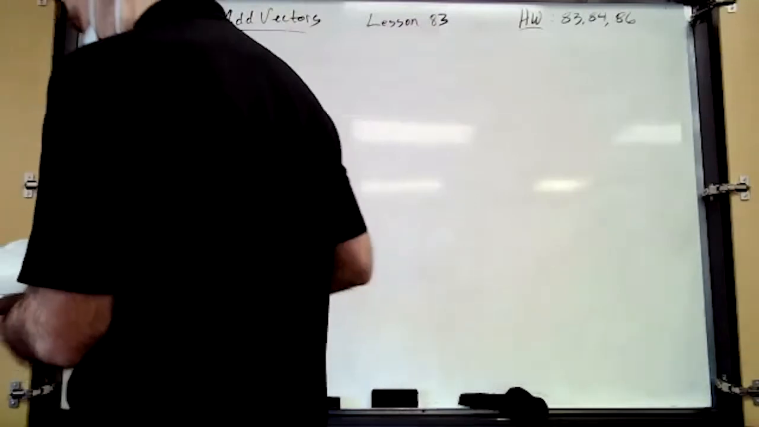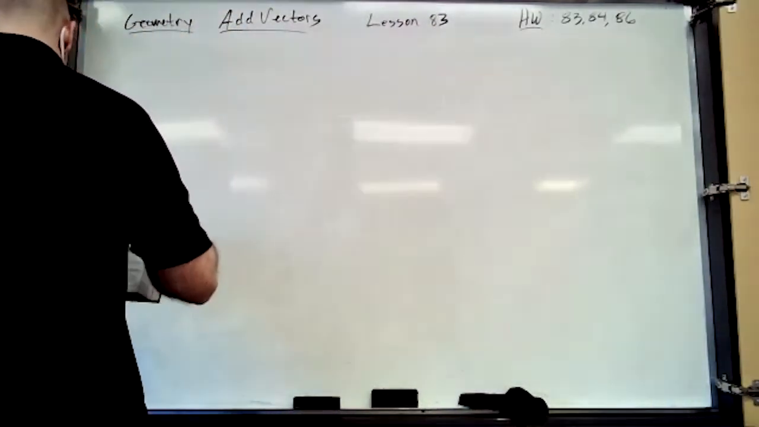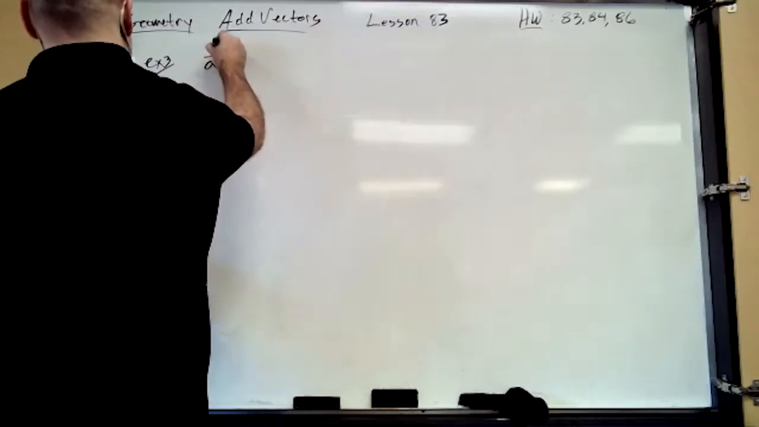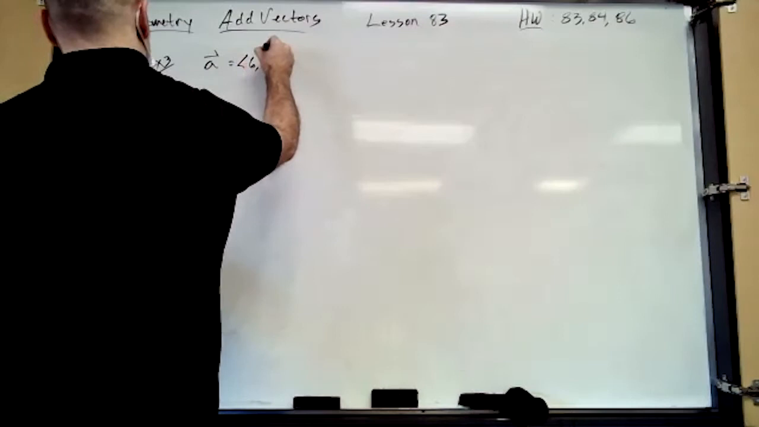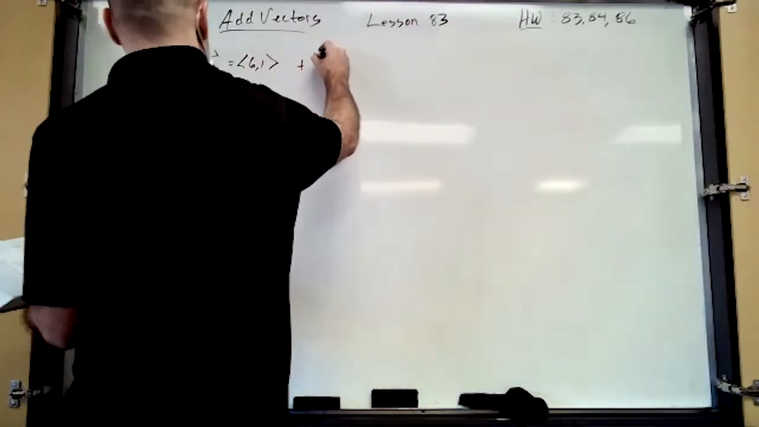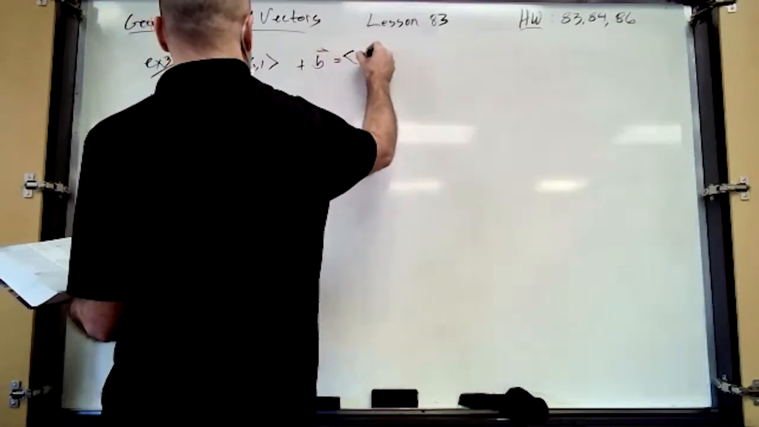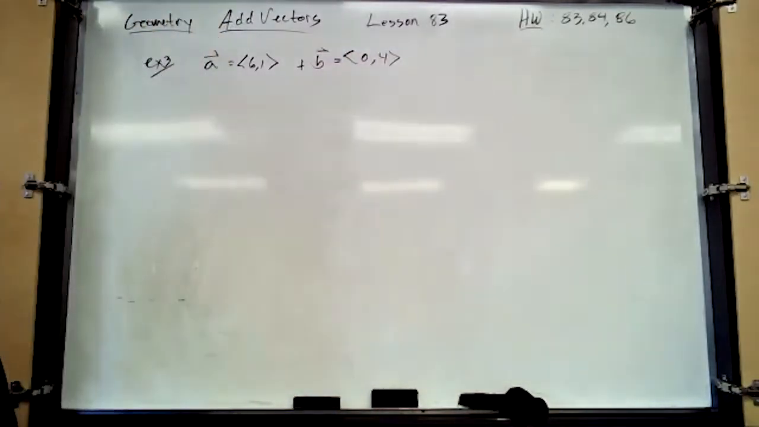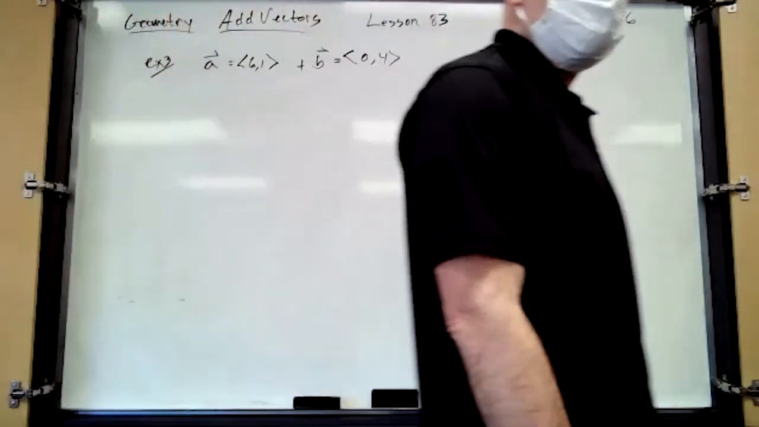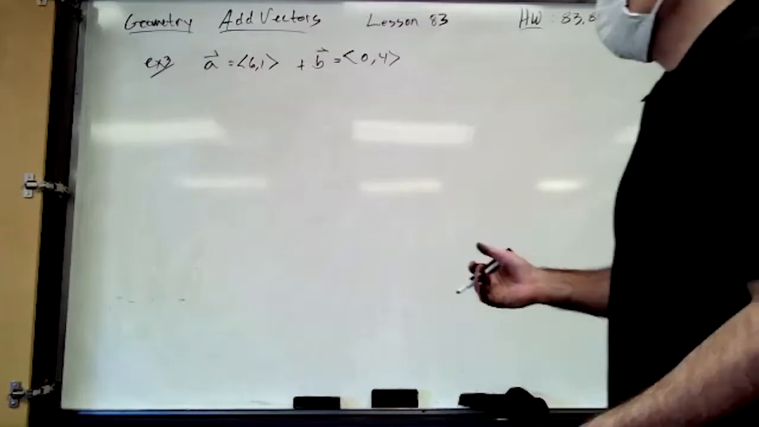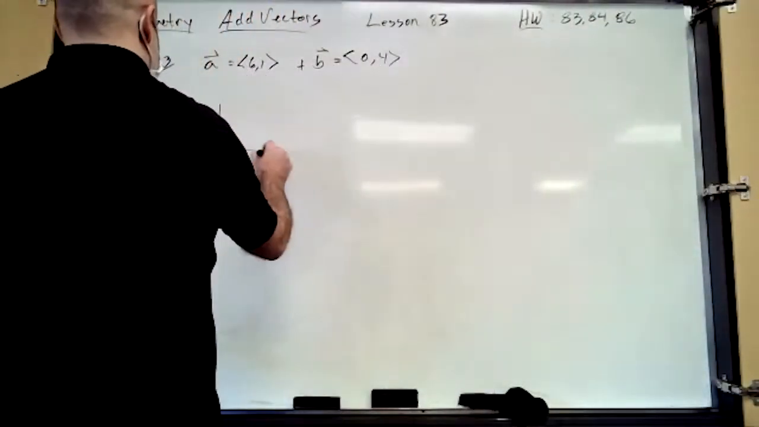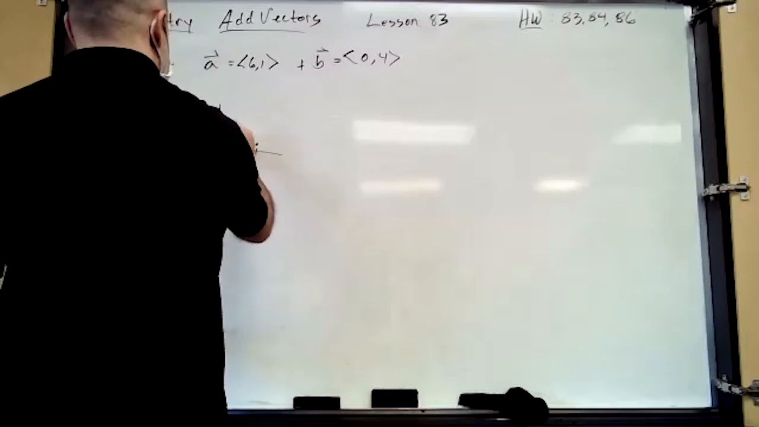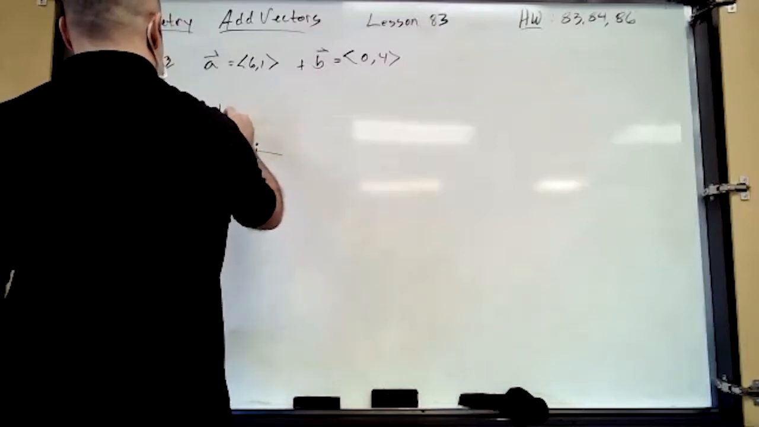So let's say that you want to add these vectors here. Let's say A, which is 6, 1, and B, which is 0, 4. And let's say you don't want to know just where they end up, but you want to know what direction this goes. So if I were to graph this, 6, 1 would be 1, 2, 3, 4, 5, 6, and right there. And 0, 4 is right there.